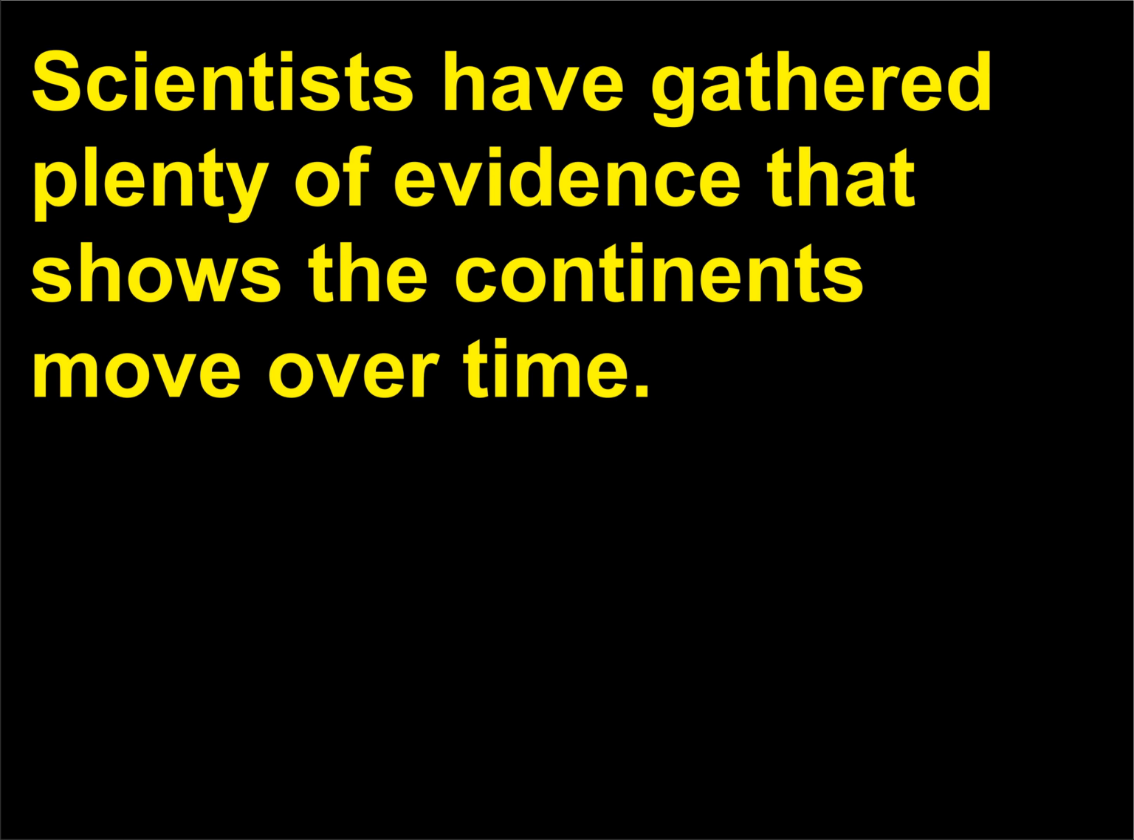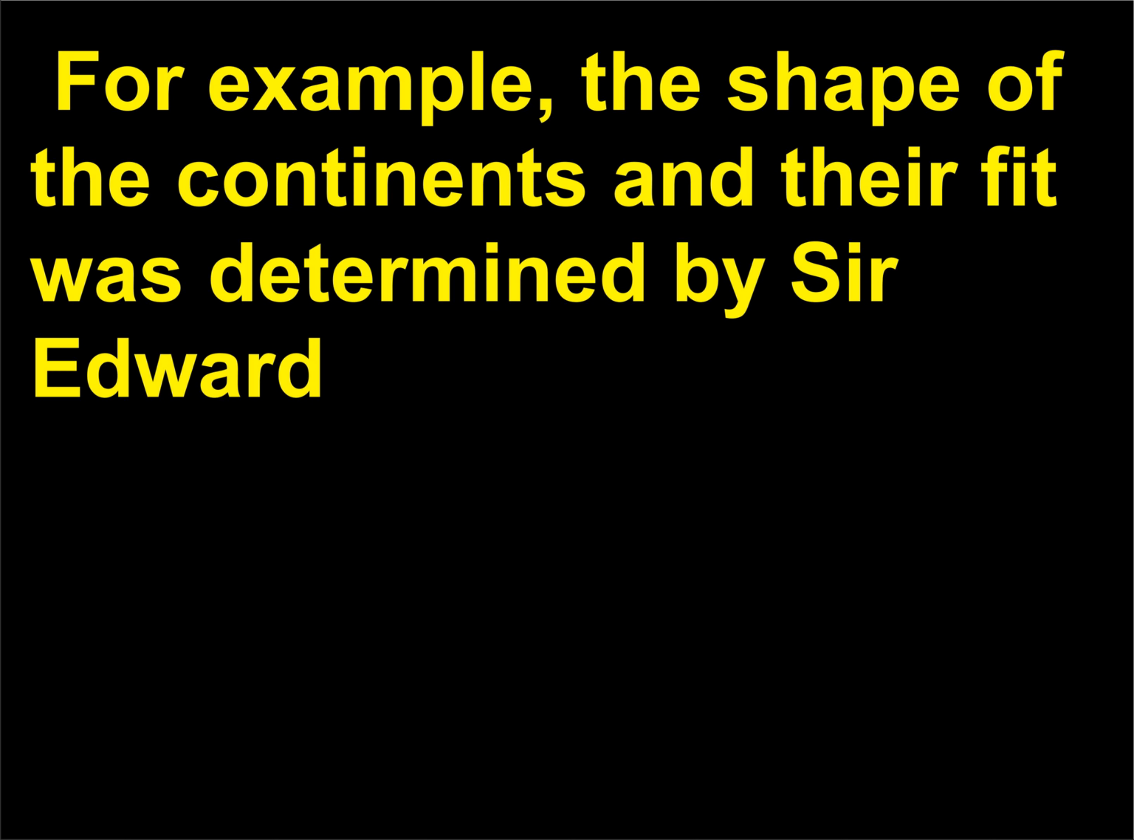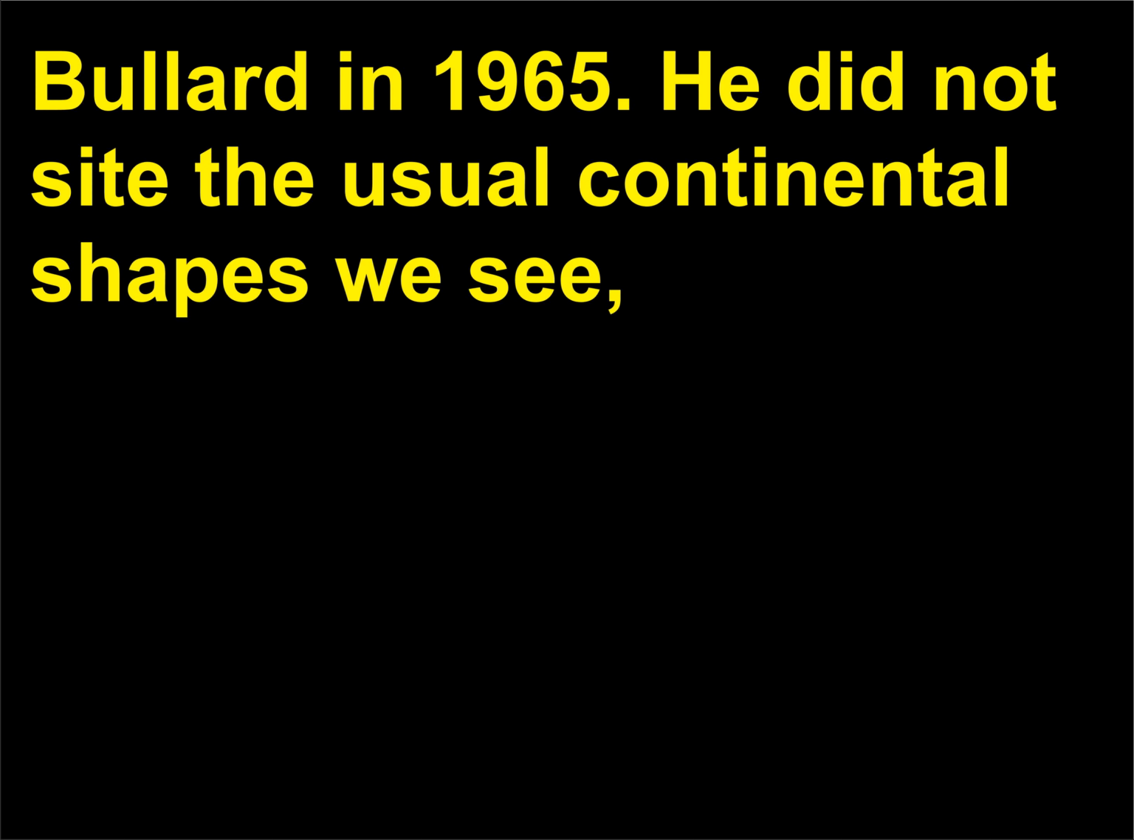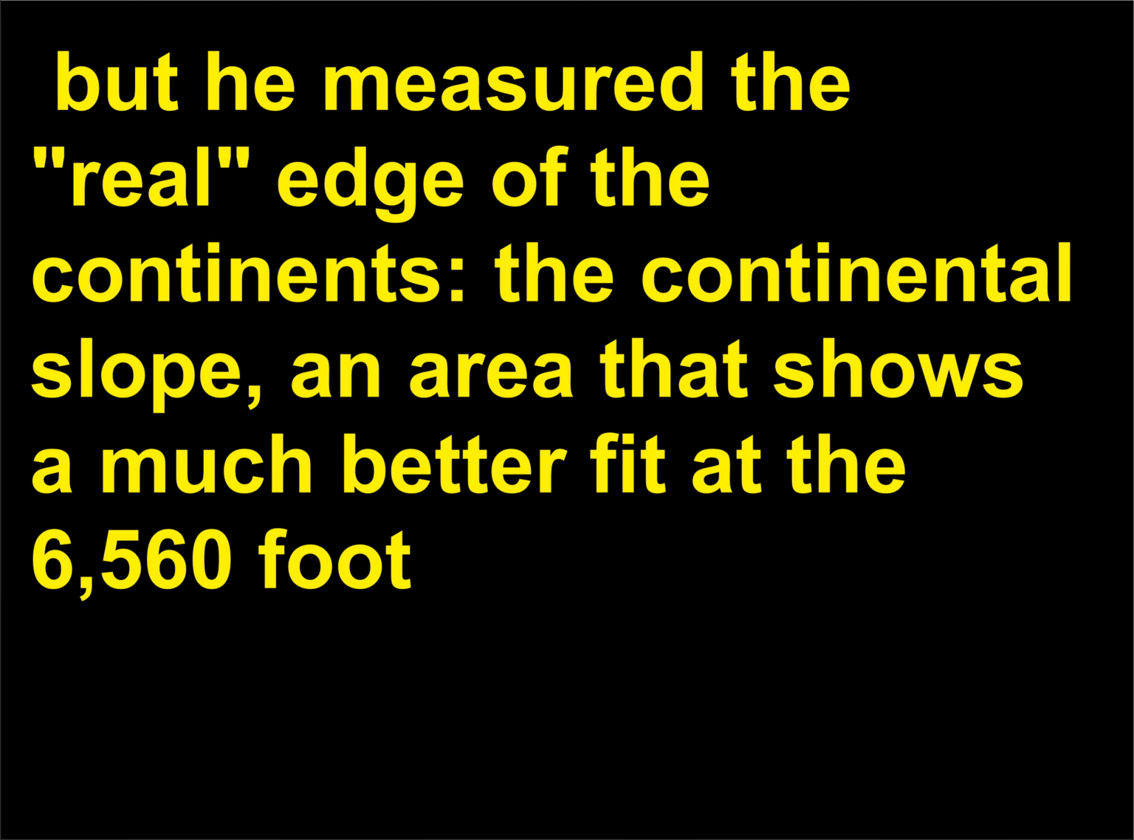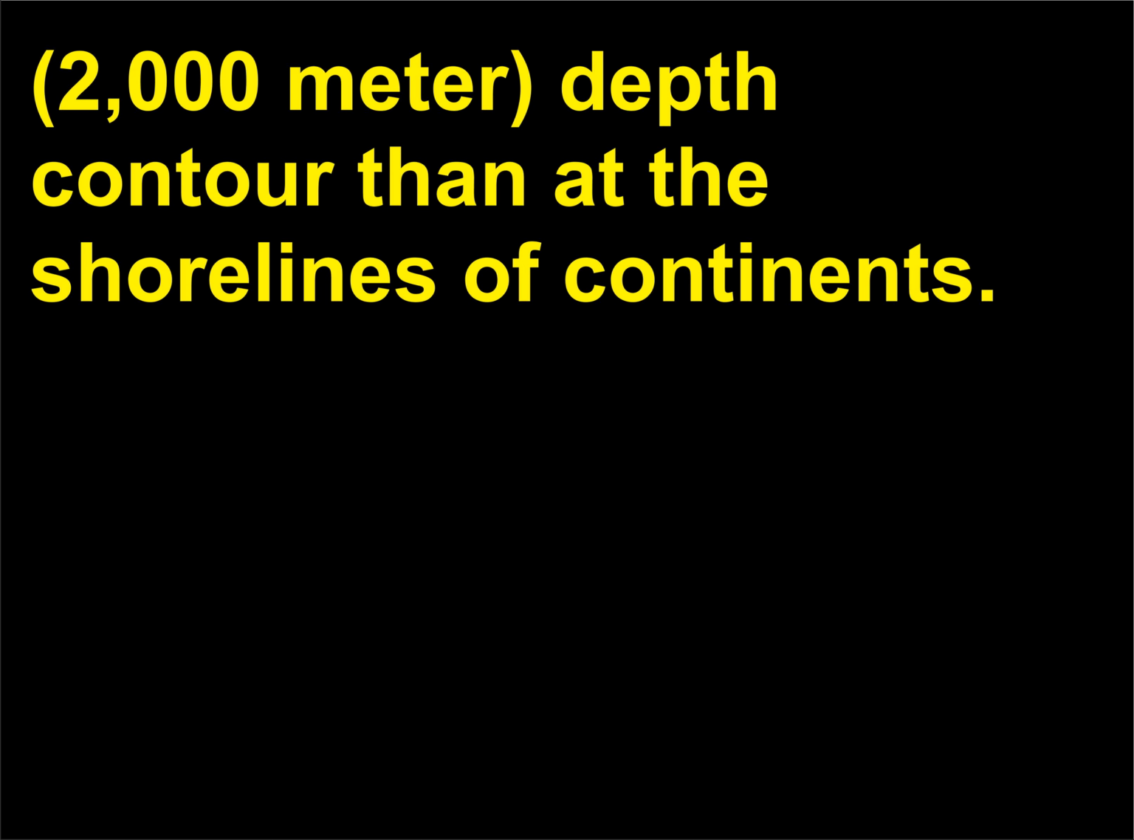Scientists have gathered plenty of evidence that shows the continents move over time. For example, the shape of the continents and their fit was determined by Sir Edward Bullard in 1965. He did not cite the usual continental shapes we see, but he measured the real edge of the continents, the continental slope, an area that shows a much better fit at the 6,560 foot, 2,000 meter, depth contour than at the shorelines of continents.